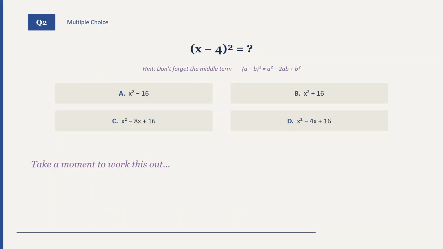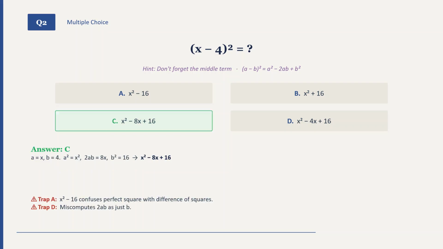Question 2. Expand the quantity x minus 4 squared. This is a special product, the perfect square of a difference. Think about what the middle term should be. The answer is C, x squared minus 8x plus 16.